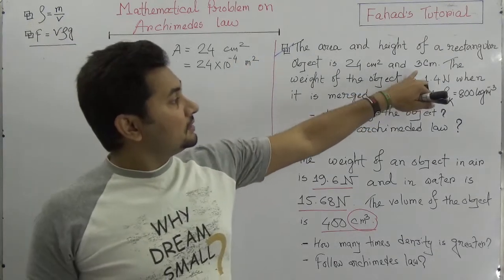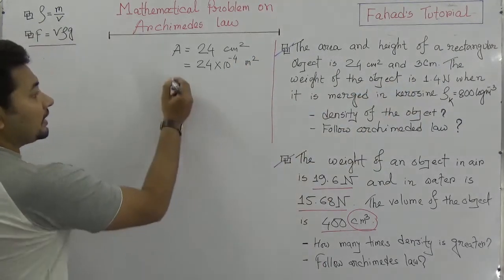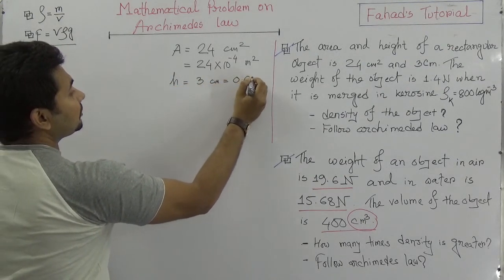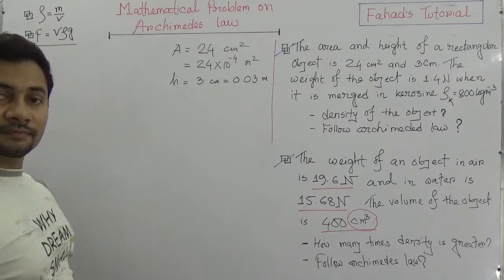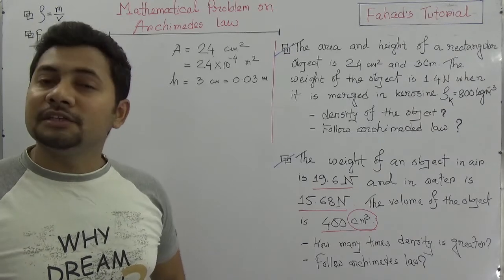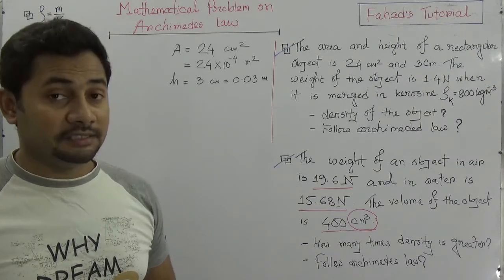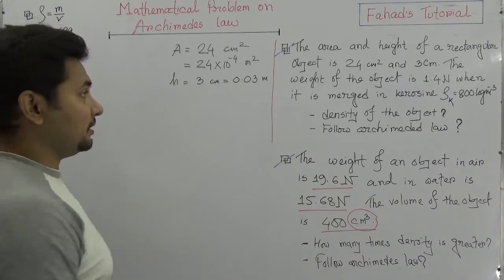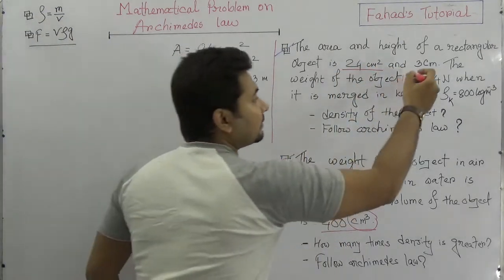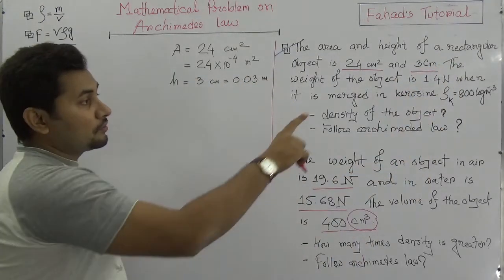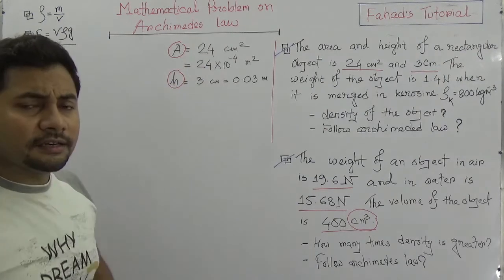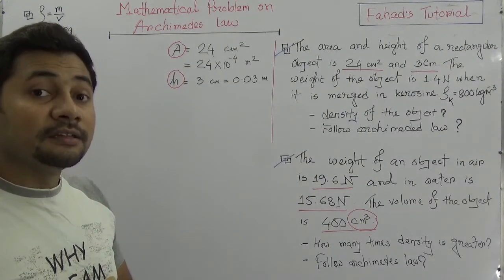And also see, the height is given in centimeters, 3 centimeter. It should be 0.03 meter. We must definitely think about the data and the unit given in the question paper. Otherwise, it won't be possible. Like 24 centimeters square, we need to make it meter square, and then the height should be in meter. So we got area and height.